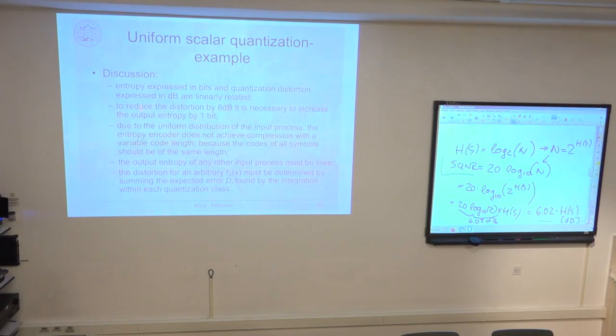Furthermore, to reduce the distortion by 6 decibels, I have to increase the output entropy by 1 bit. Since the PDF of the input process is uniform, the entropy encoder does not achieve compression with a variable length code, because all codes are of equal probability. So ideally, all the lengths should be equal.